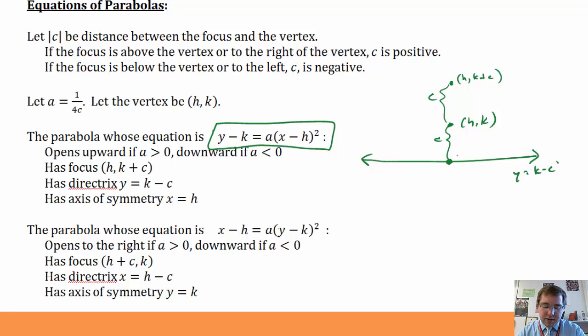It has an axis of symmetry, as any parabola does, and this axis of symmetry will be the line x equals h, the line that goes through the vertex and the focus and is perpendicular to the directrix. That's my axis of symmetry. And then my parabola would look like this.